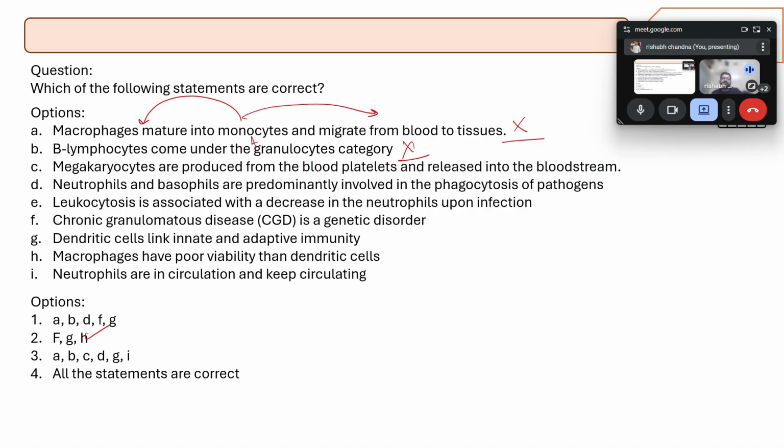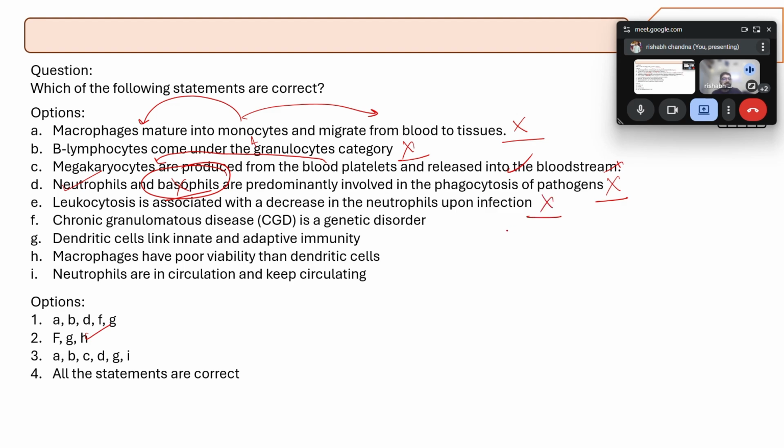Megakaryocytes are produced from the blood platelets and released into the bloodstream. No, the other way around is correct. Blood platelets are produced from megakaryocytes and then they are released into the bloodstream. Then neutrophils and basophils are predominantly involved in the phagocytosis of pathogens. No, basophils are not involved in the phagocytosis. Neutrophils are involved.